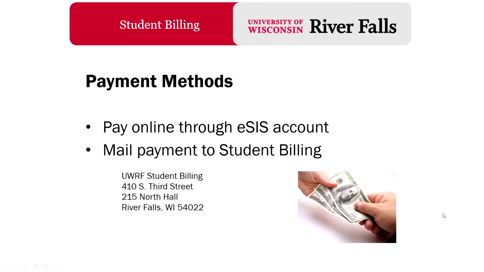Payment methods: one of the simplest ways is to pay online through the student's ESIS account. Students can automatically do that, and parents or family members can do that if they're granted access. You can also mail a payment to student billing. Our address is UWRF Student Billing, 410 South 3rd Street, 215 North Hall, River Falls, Wisconsin, 54022.